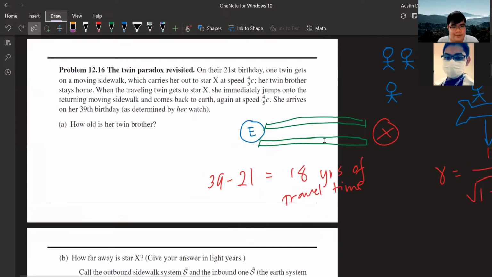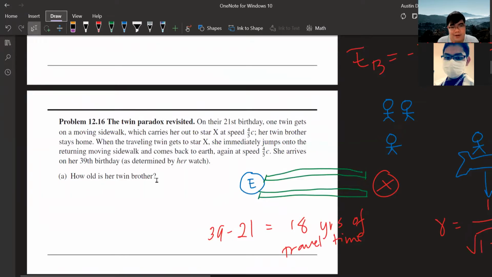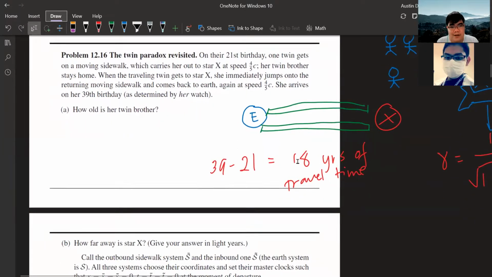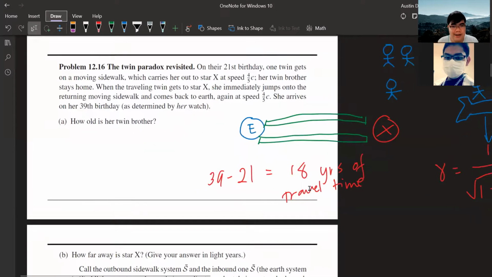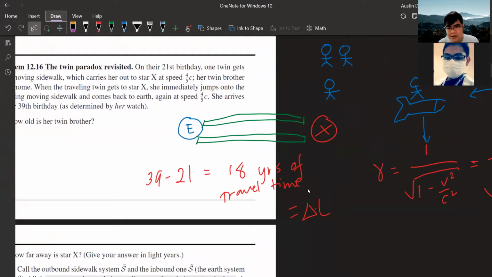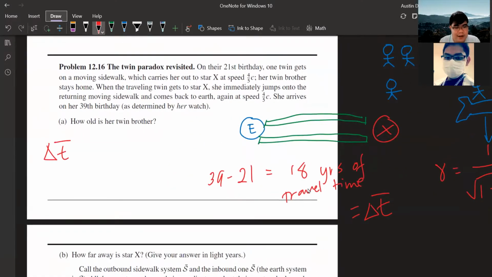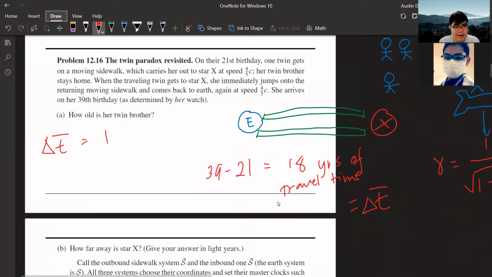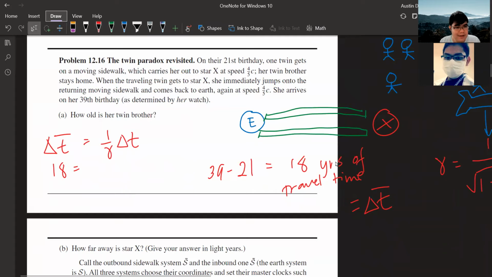And let's go. Let's try to solve things. Okay? How old is her twin brother? Okay, so yung kapatid niya stay at home. Therefore, itong 18 years of travel time, that would be due to the time dilation, di ba? So delta t bar is 18. Delta t bar is actually given by 1 over gamma delta t. And solving for delta t, we find that 18 times the reciprocal of 5/3, which is 3 over 5. Then delta t, solving for delta t, we find that 18 times 5 over 3. Okay?